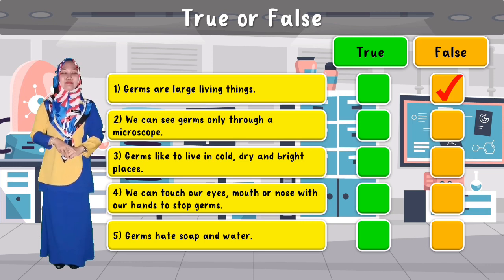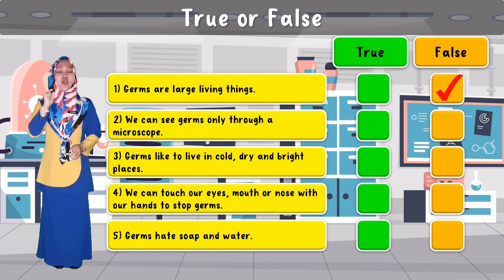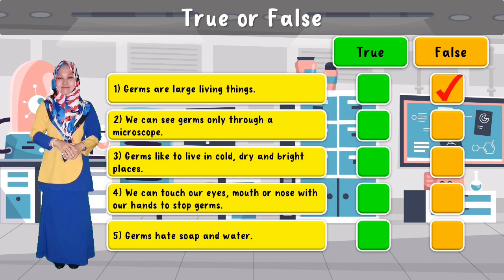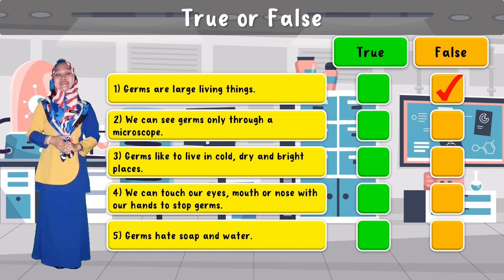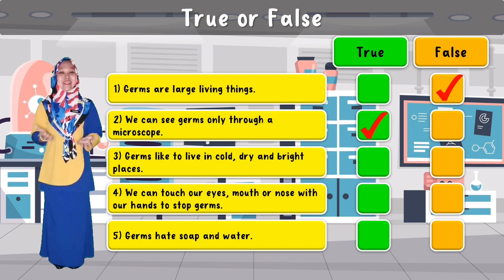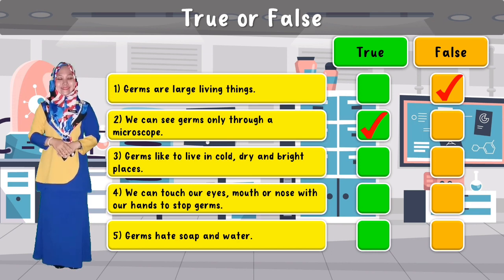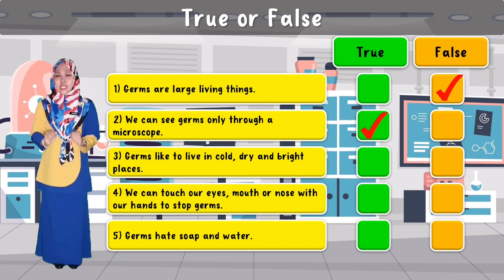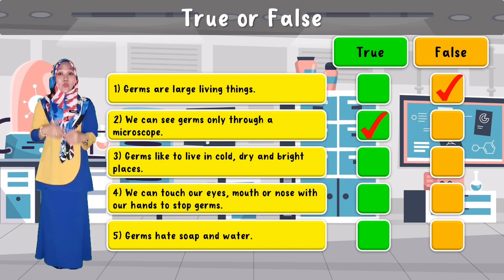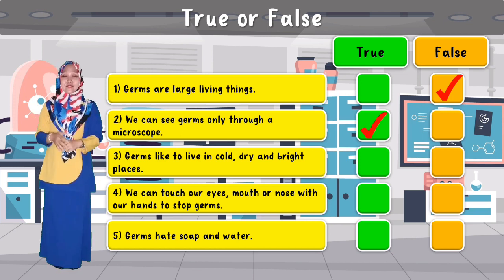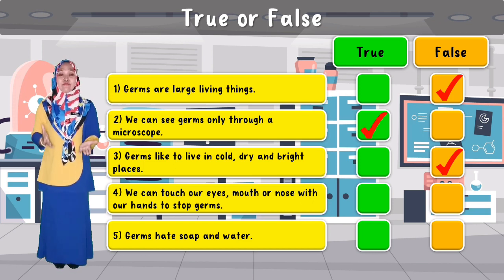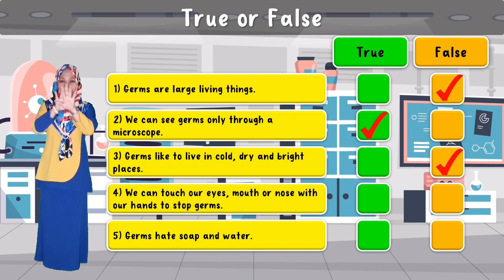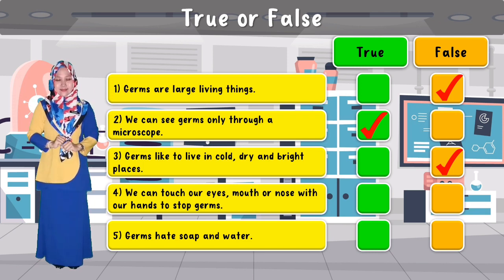Next, sentence number 2. We can see germs only through a microscope. What's the answer? True or false? Yes, the answer is true. Next sentence, sentence number 3. Germs like to live in cold, dry, and bright places. What's the answer? True or false? The answer is false. It is because germs like to live in warm, wet, and dark places, not bright places.